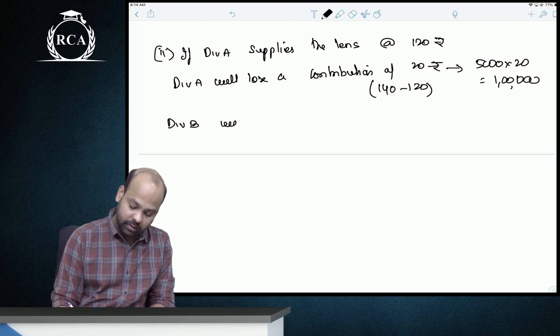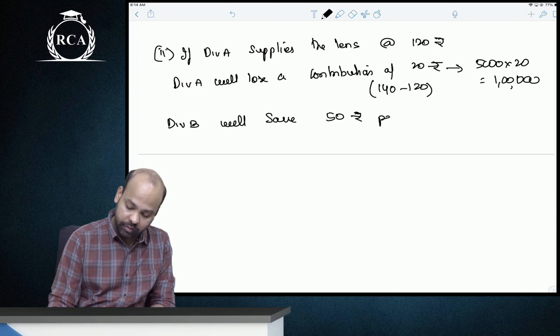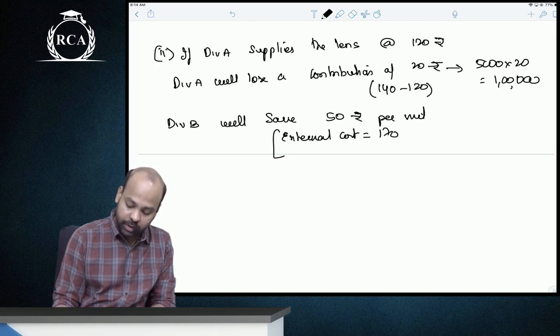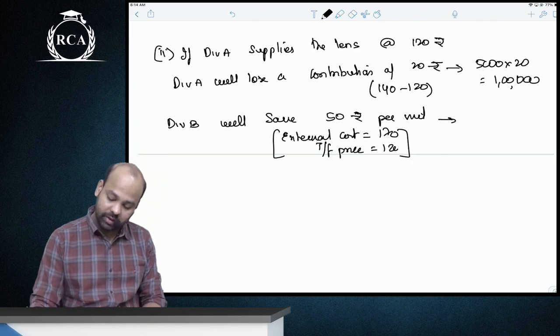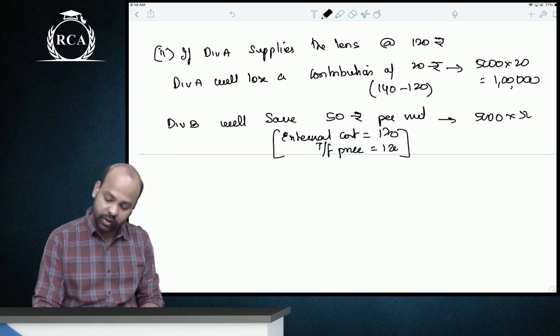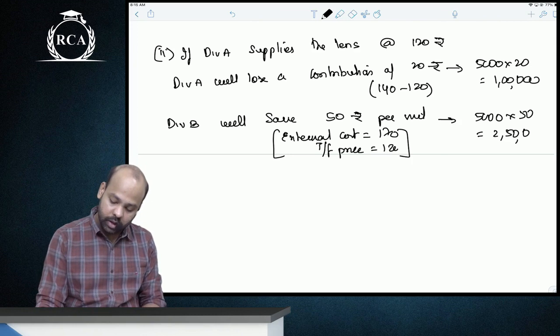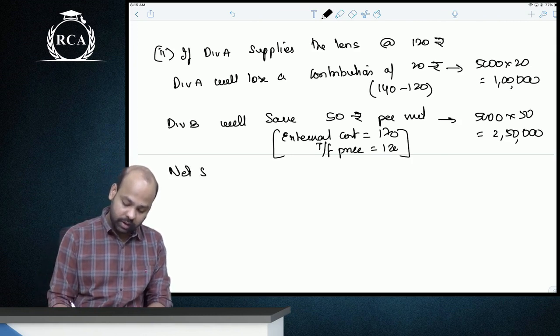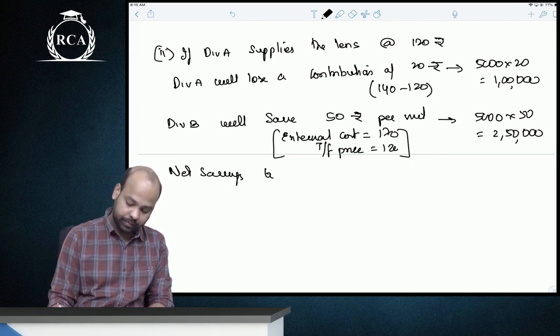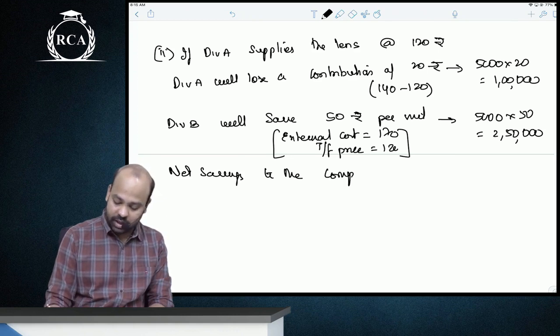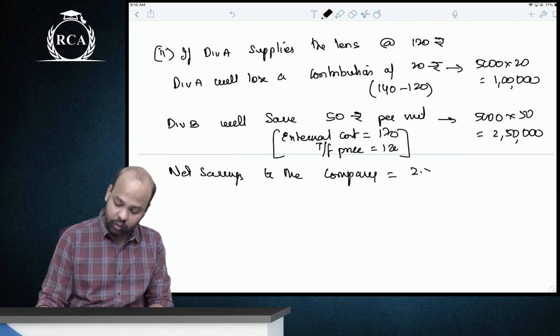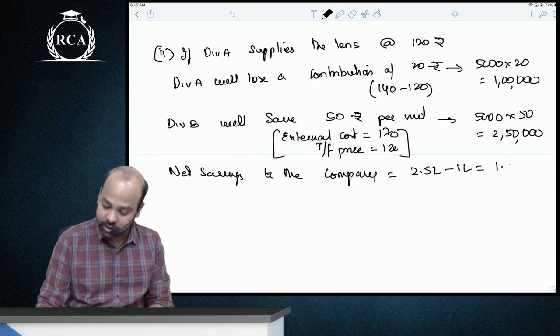Division B will save 50 rupees per unit. How 50 rupees per unit? Their external cost is 170, but now they're able to procure at the transfer price of only 120. So their saving would be 5,000 into 50 rupees, 2 lakh 50. The net savings to the company is 2,50,000 minus 1 lakh, that is 1 lakh 50.